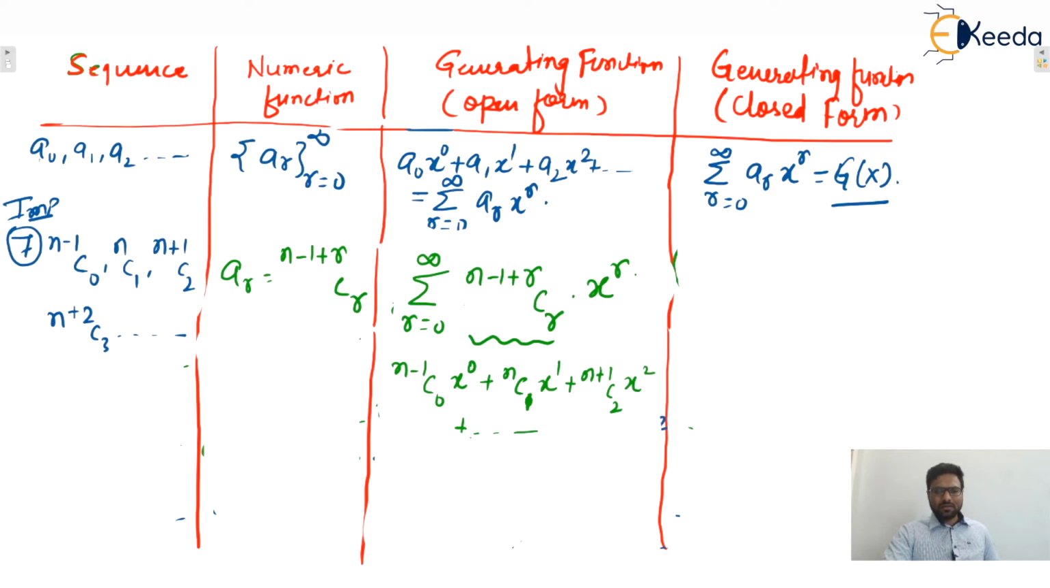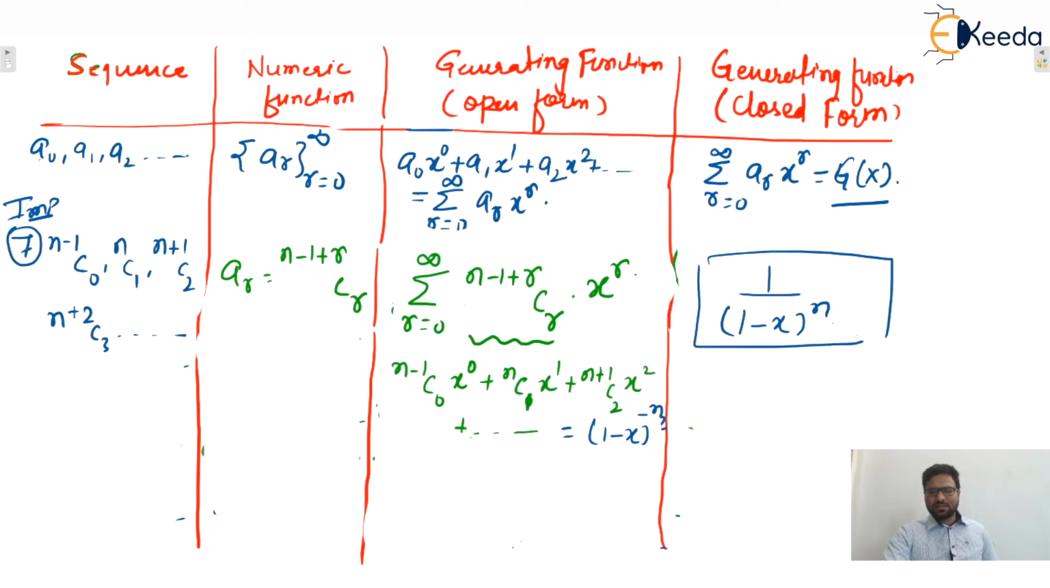Or we can say that this is some binomial kind of expansion, and by using the properties of binomial expansion, we can see that this is the sum of 1 minus x raised to power minus n. So this is 1 upon 1 minus x raised to power n. Yes or no? So remember this one, some binomial identities are applied, and this sum will be 1 upon 1 minus x raised to power n.